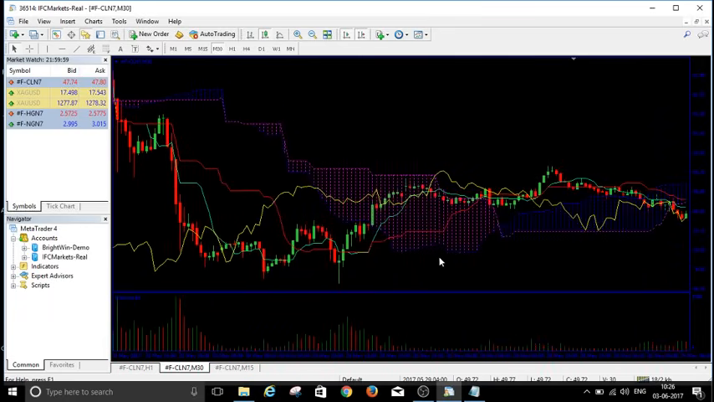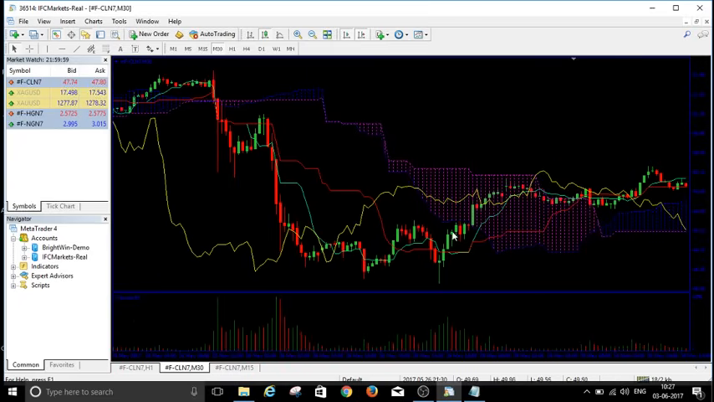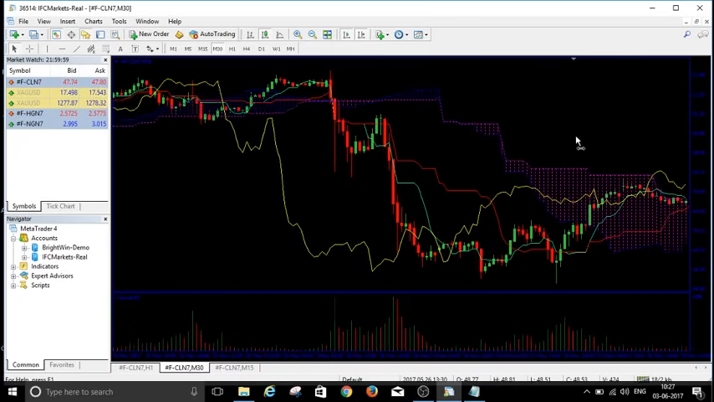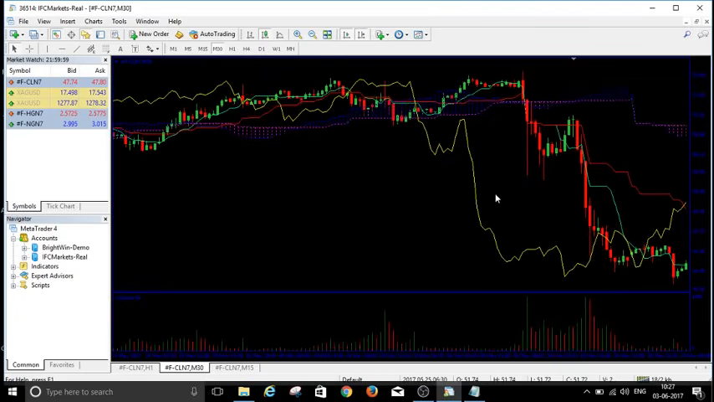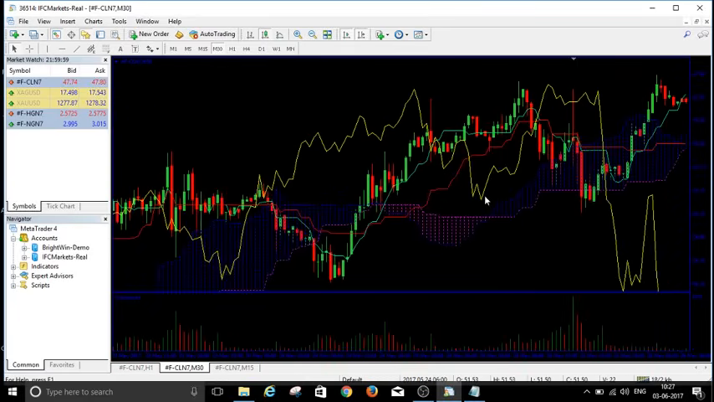So simply, when this line crosses over this magenta line, Senkou Span A crosses over Senkou Span B, then the market trend will be reversed. There are some other things like ceiling and floor, Kumo floor and Kumo ceiling. So what that means, I'll let you know.